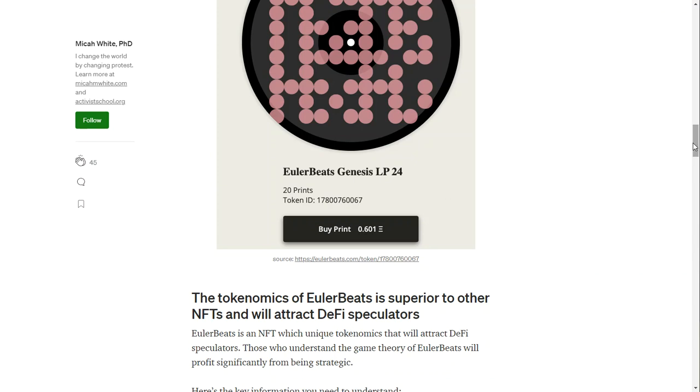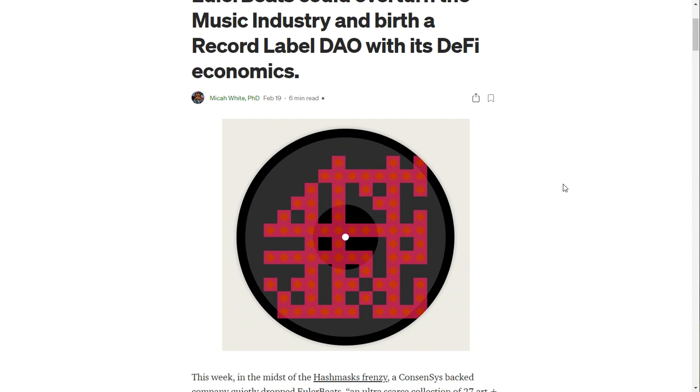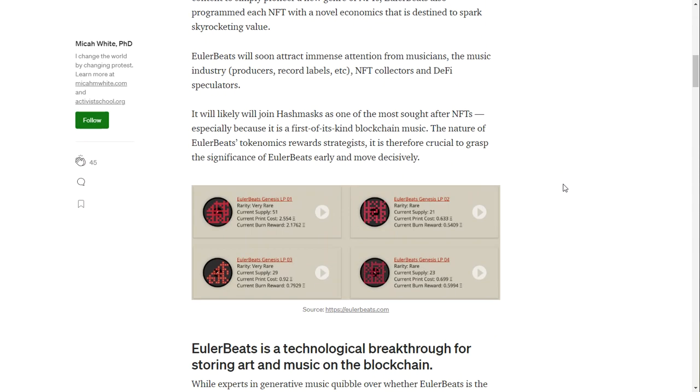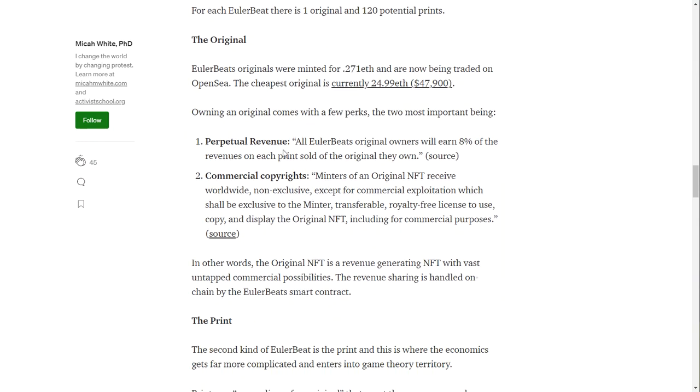I wanted to bring up this article because it's from somebody who recently created a record label DAO and produced some different music NFTs. I just wanted to point out here that owning an original comes with a few perks, the two most important being perpetual revenue: all Yola Beats original owners will earn 8% of the revenues on each print sold of the original they own. And commercial copyrights: minters of an original NFT receive a worldwide, non-exclusive, transferable, royalty-free license to use, copy and display the original NFT, including for commercial purposes, with commercial exploitation being exclusive to the minter.